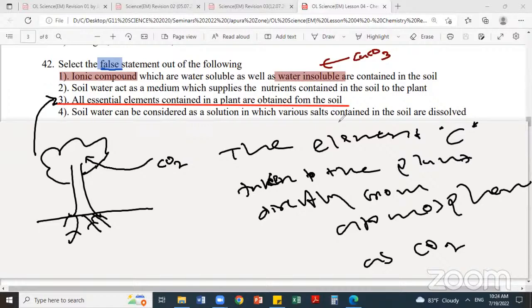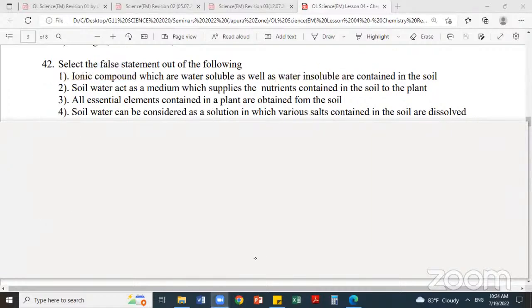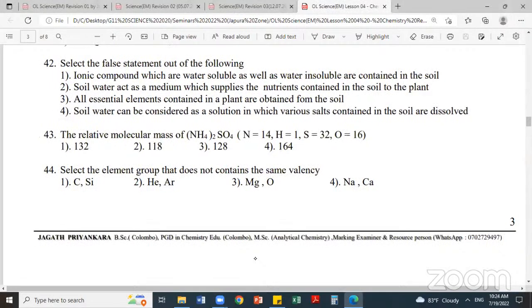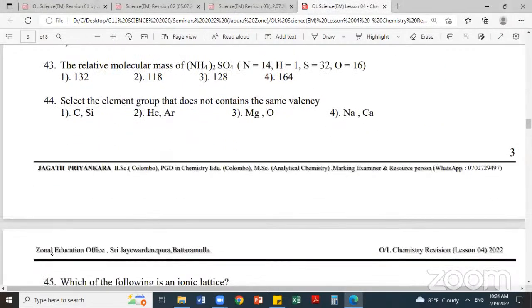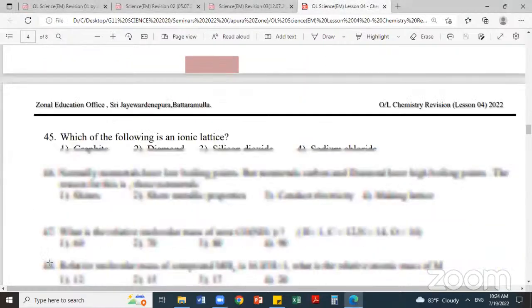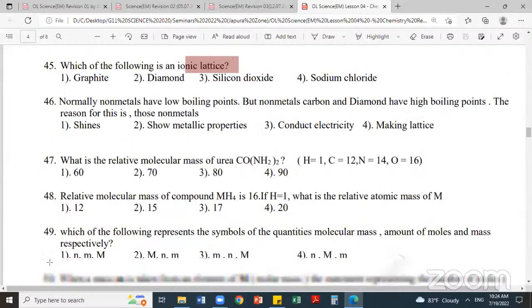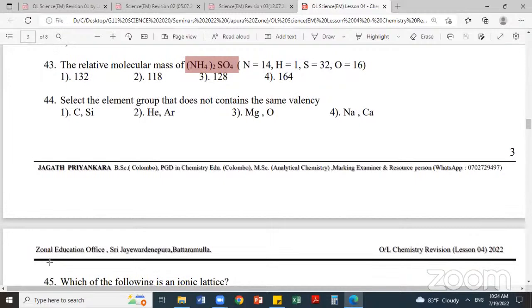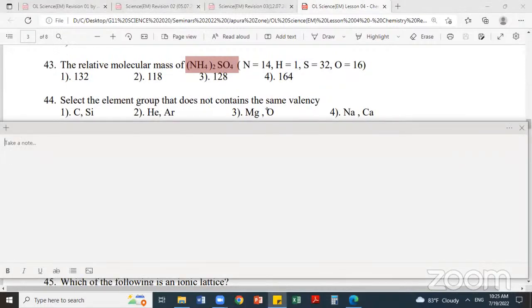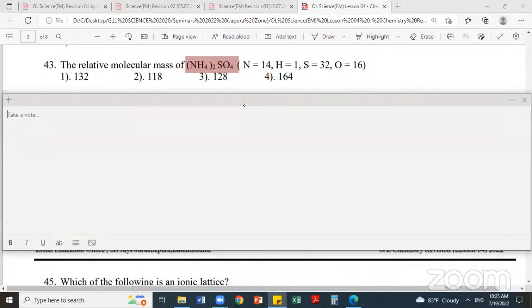Question number 42, the answer is 3. That's a good question. I explained it in some detail. Question number 43. Relative molecular mass of ammonium sulfate. The remaining questions from chemical calculation, I'll discuss after this, 43 and 44. You are given the RAM within brackets. Any volunteers? What is the total for ammonium sulfate?